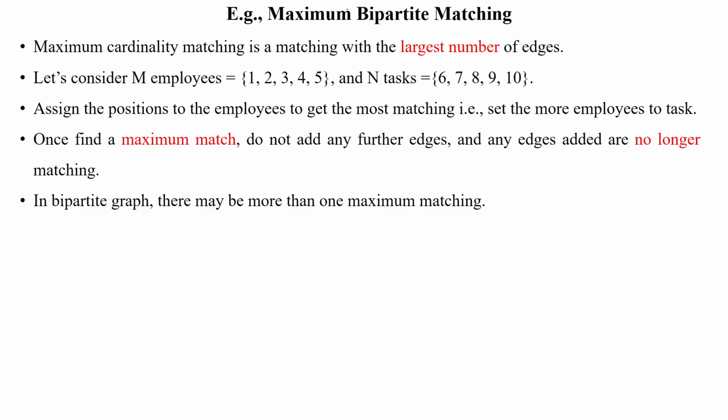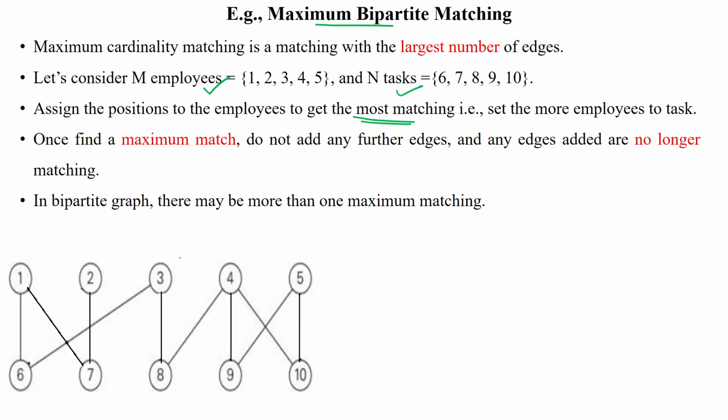Based upon that, we can find the maximum bipartite matching by using a different example. Here M has 5 employees, and N is another subset which has 5 tasks. Then we have to identify the maximum matching here by using the bipartite graph. So here I am giving the problem statement: 5 employees and 5 jobs or tasks. These are all jobs or tasks, and these are all employees. Then from this we have to identify the matching.